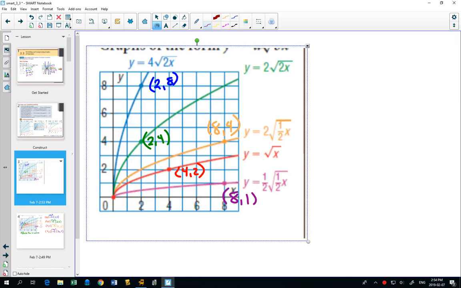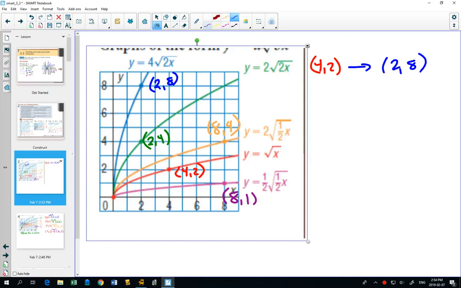And if we look at the point 4, 2 going to 2, 8 on the blue graph, the equation of the blue graph is y equals 4 times the square root of 2x. So first of all, do we notice that the 4 is outside of the function and the 2 is inside of the function? Things that are outside of the function are going to affect the y values, and they're going to affect the y values exactly as you see them.